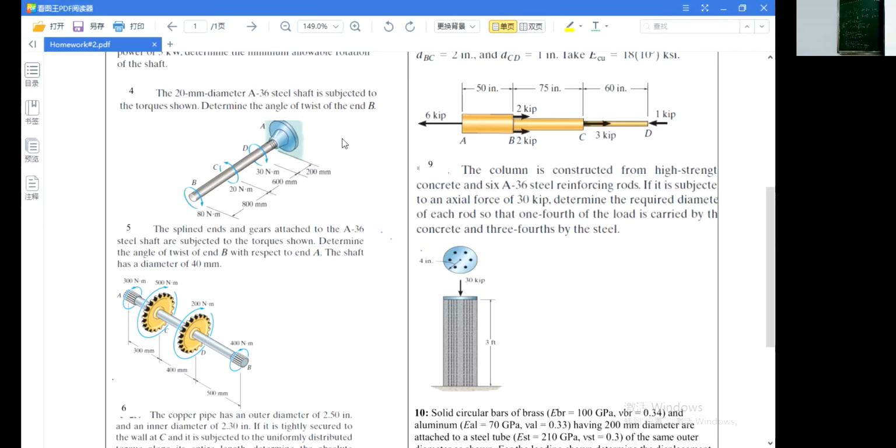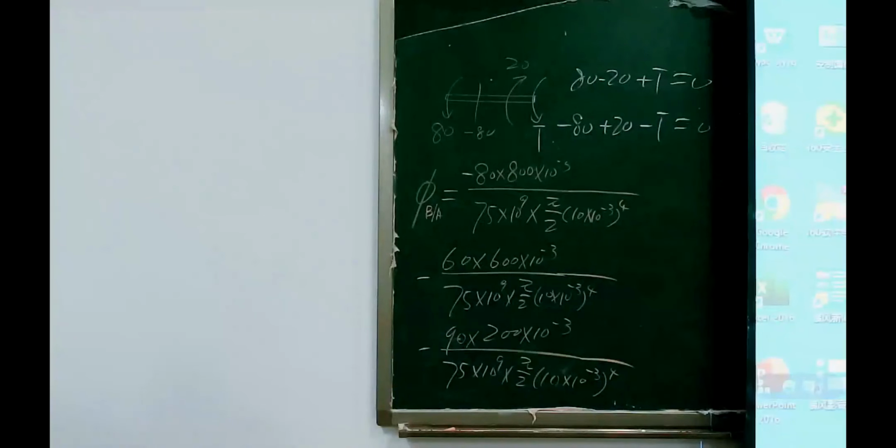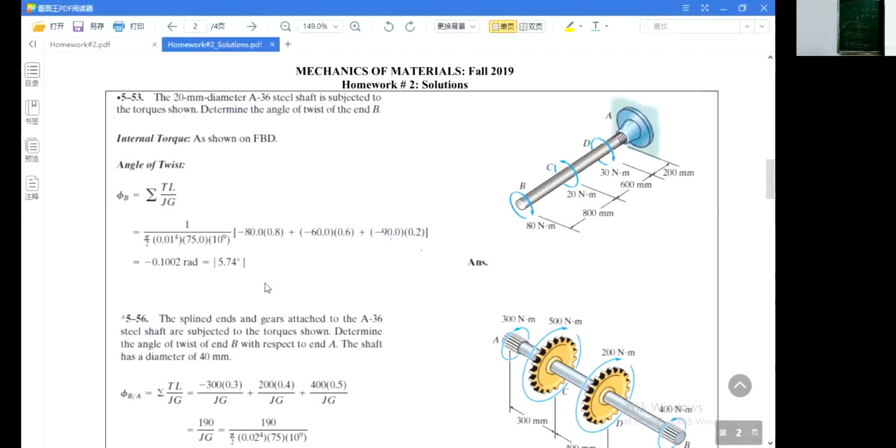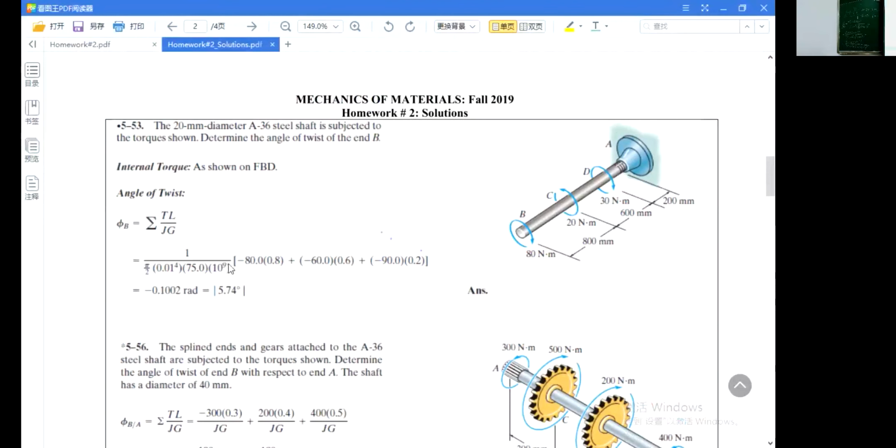You didn't know? It's 30. Look at the answer. Is that the answer? Yes or no? Minus 80, minus 60, minus 90. Is it okay, or not okay?